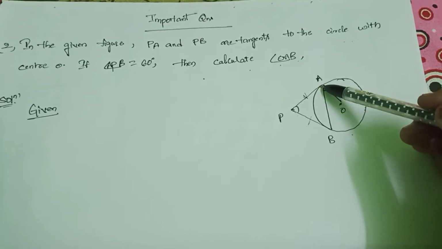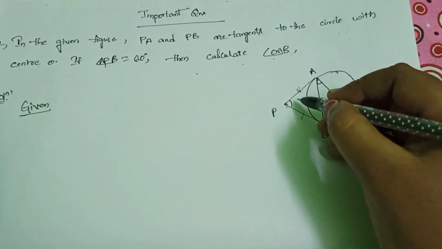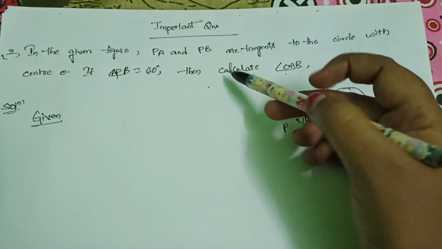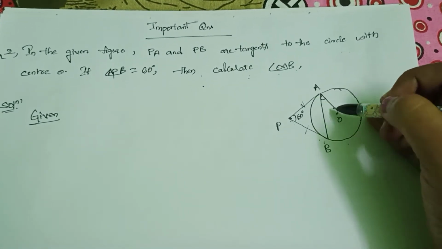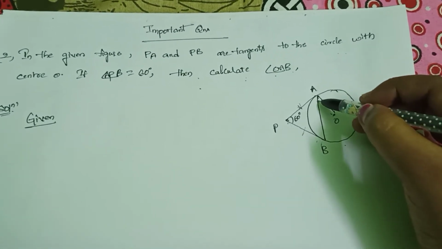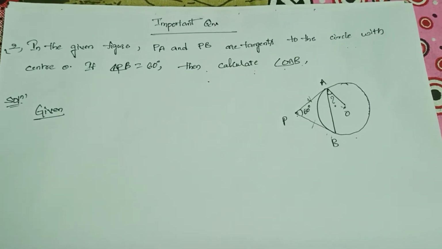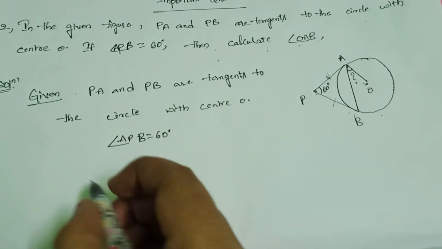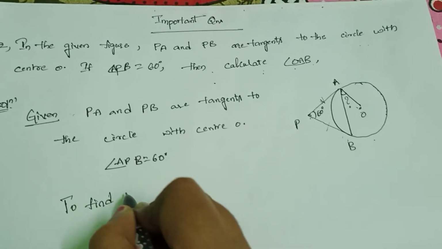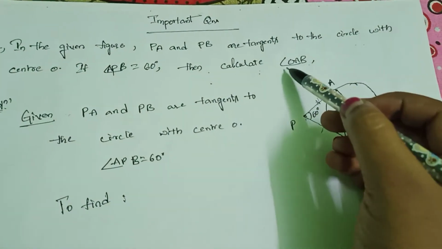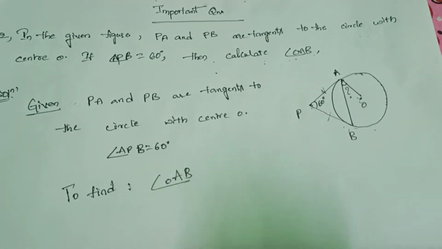If angle APB equals 60 degrees, then calculate angle OAB, this angle. Okay, write the given data. This is the given data. Here we need to find angle OAB.